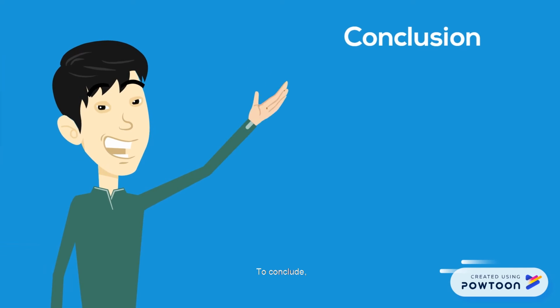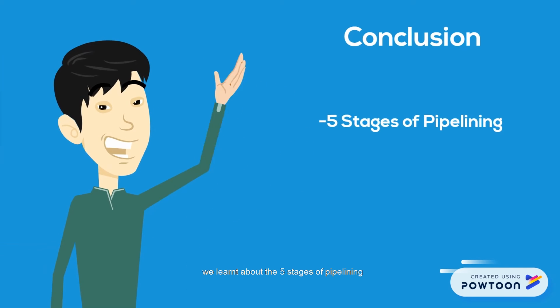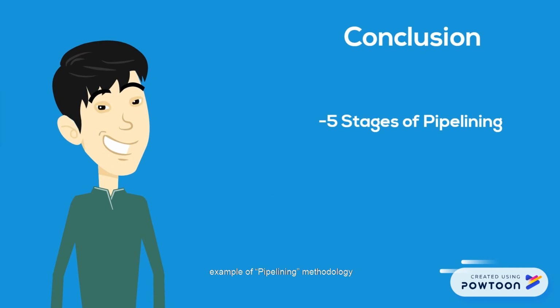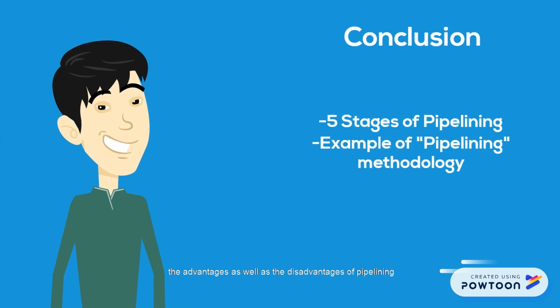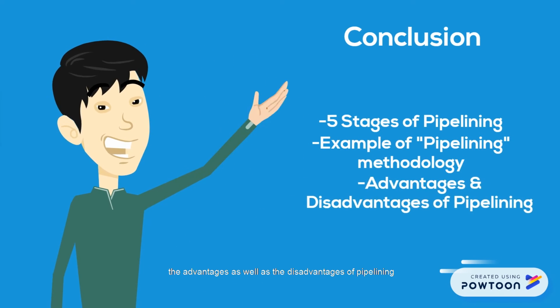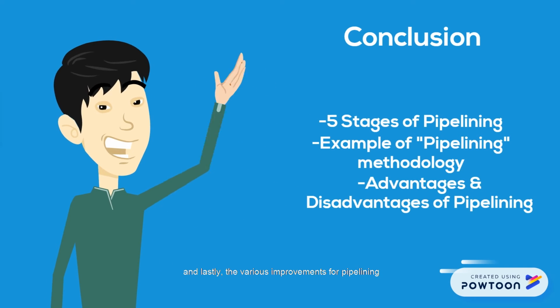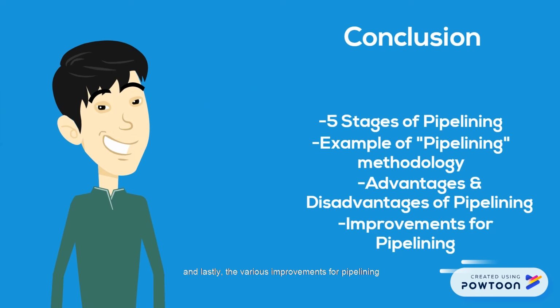To conclude, we learned about the 5 stages of pipelining, an example of the pipelining methodology, the advantages as well as the disadvantages of pipelining, and lastly, the various improvements for pipelining.